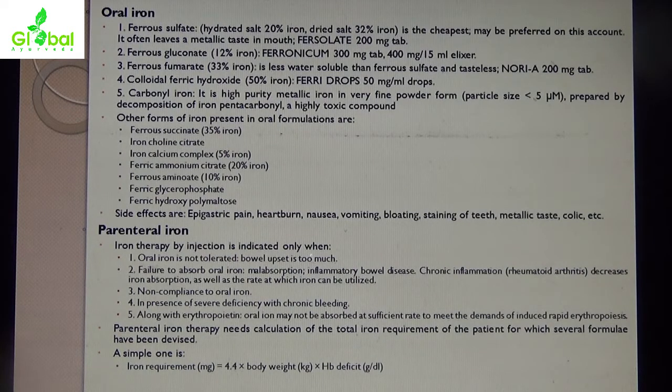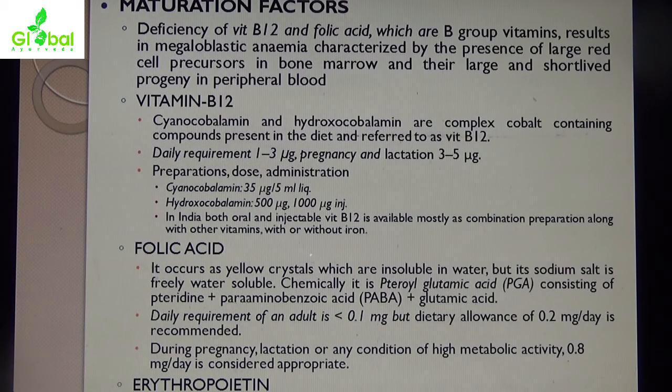Parenteral iron therapy needs calculation of the total iron requirement of the patient. Several formulae have been devised. A simple one is iron requirement in mg equal to 4.4 into body weight in kg into Hb deficit, that is in gram per dl. It will give us an accurate measurement of how much iron is required in our body.